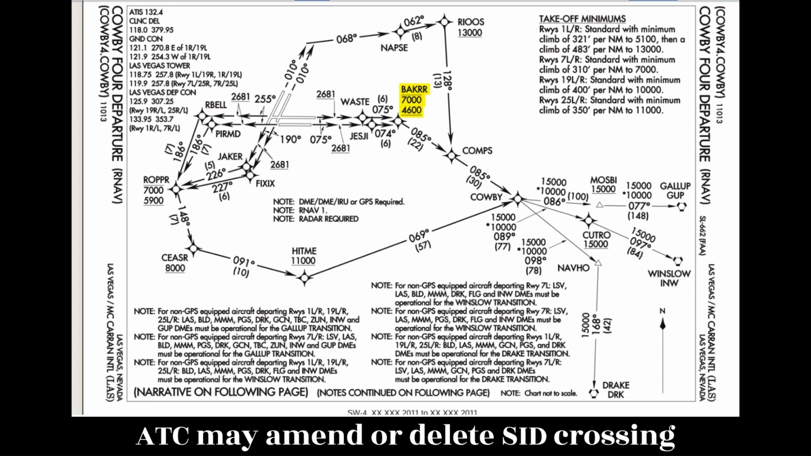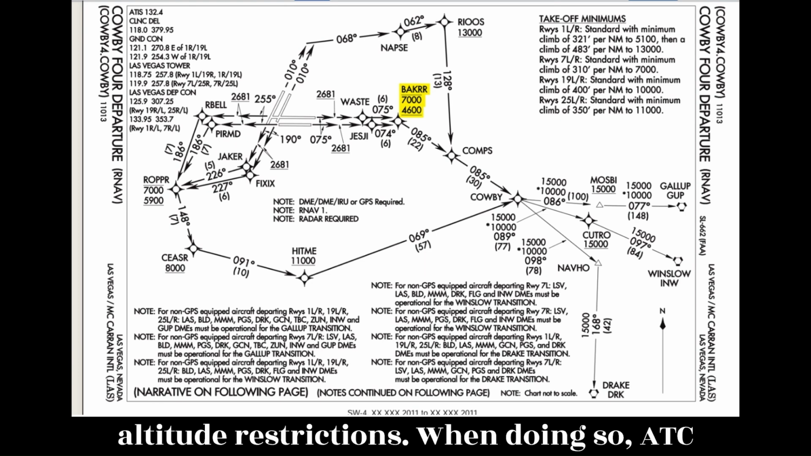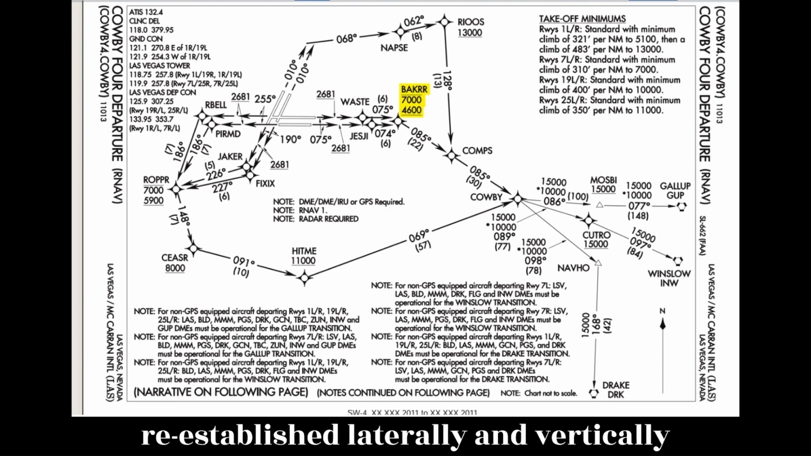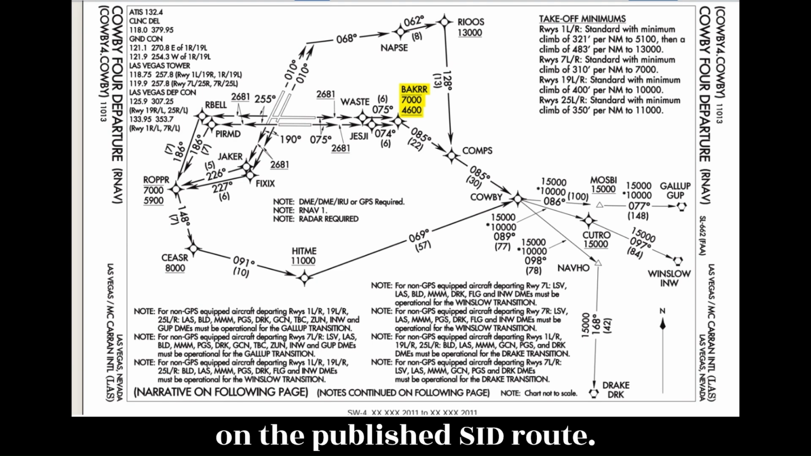When necessary, ATC may amend or delete SID crossing altitude restrictions. When doing so, ATC assumes responsibility for obstacle clearance until the aircraft is re-established laterally and vertically on the published SID route.